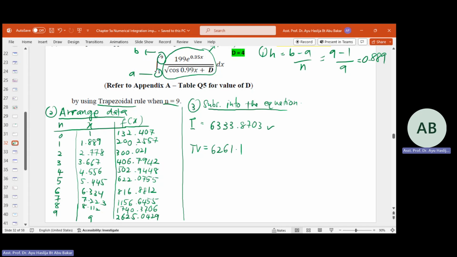Okay, for the range, it is based on what is given. A is 1, B is 9. Some questions start from 0, some questions start from A is 1. So what I want to highlight here is x does not necessarily start at 0. It depends on the range given.